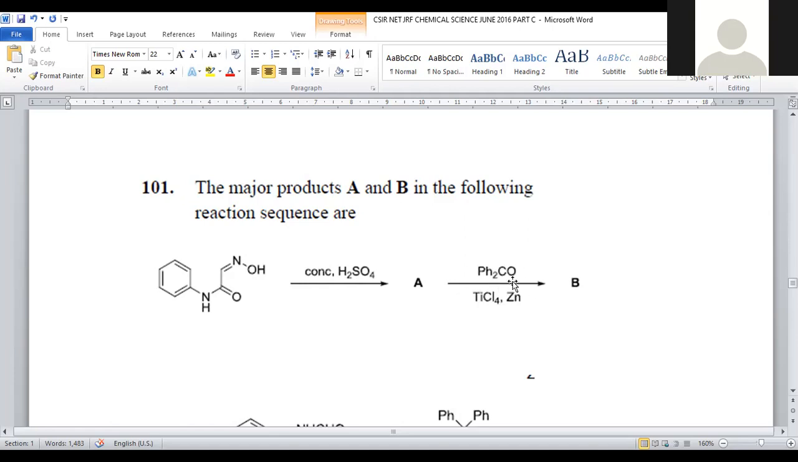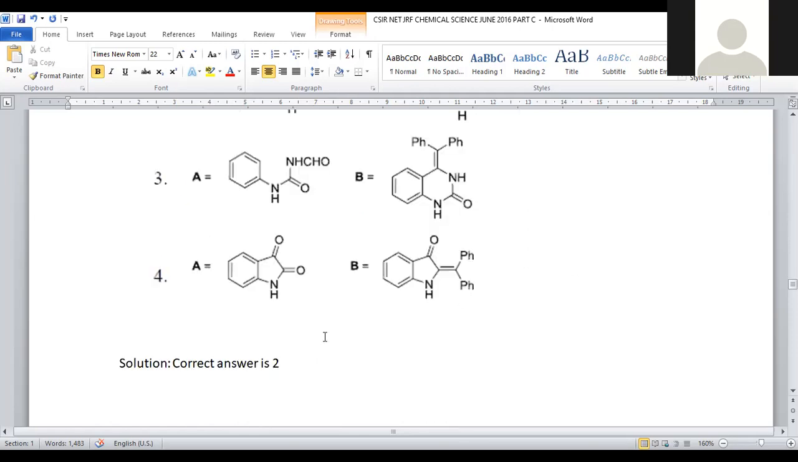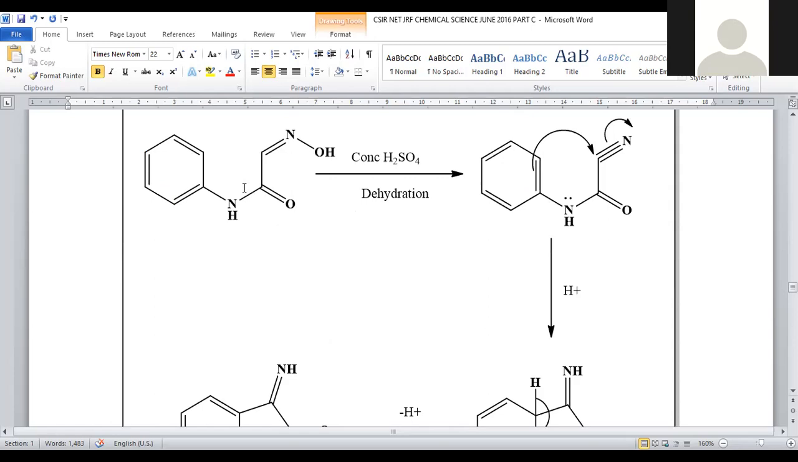And further, it is treated with benzophenone. So this is benzophenone and titanium tetrachloride in the presence of zinc. Then what will be the product B? We have to depict it, right? Let us see what the mechanism of the reaction will be.